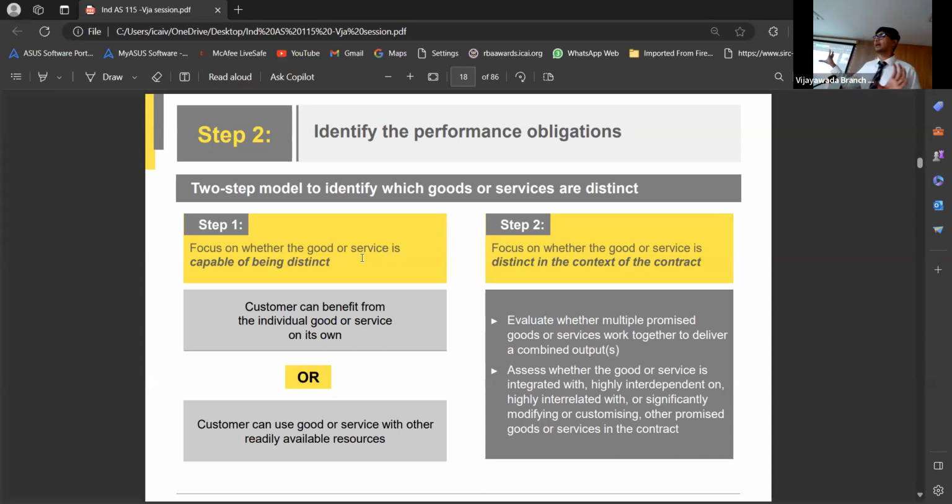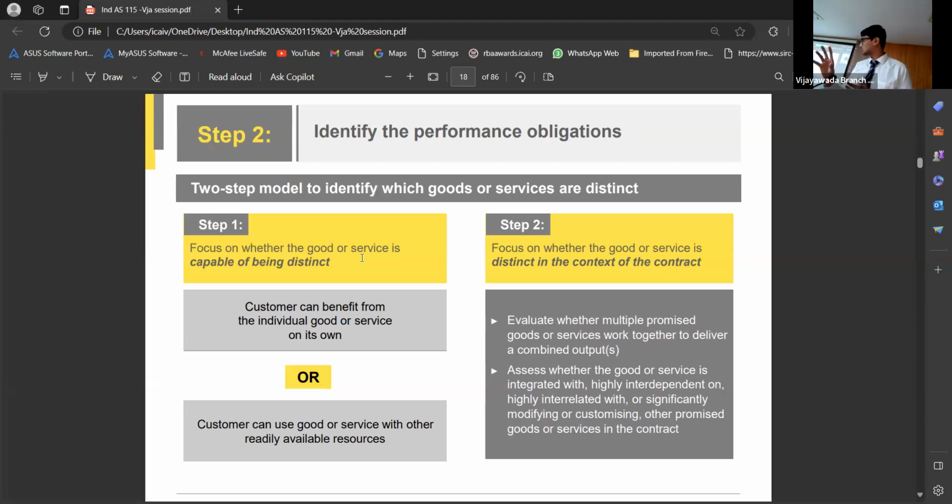Believe me, this looks very plain and simple. It is the most complex topic in 115. It's actually not complex, but unfortunately, because of the business models that we have, it's pretty difficult to understand the nuance of what is a distinct good and service. I'll start with a basic example. We all go and purchase fruits and vegetables, no? A dozen apples if you purchase, 12 apples, each apple is a distinct good and service.